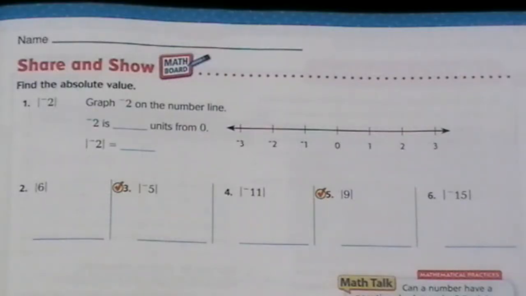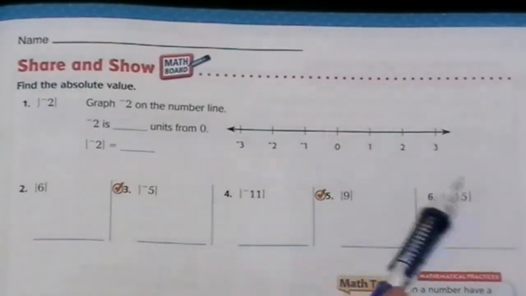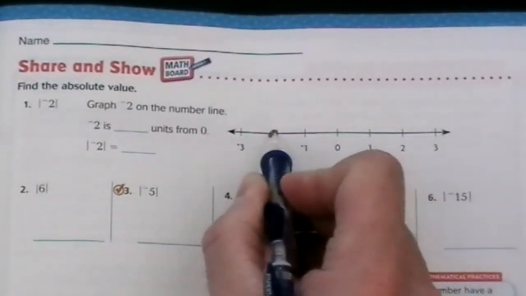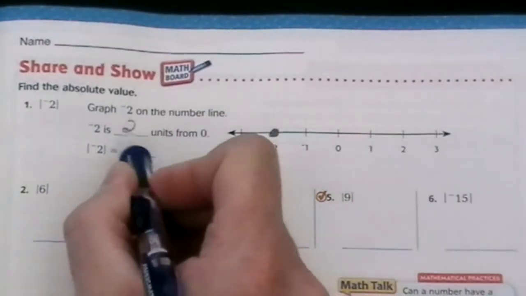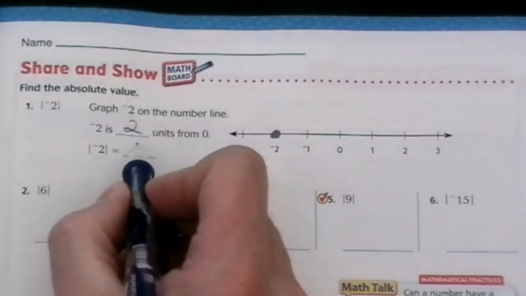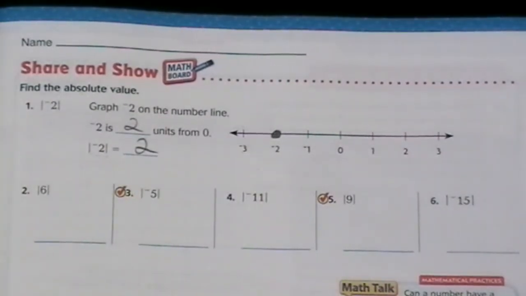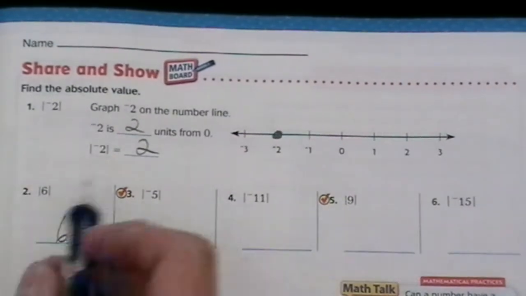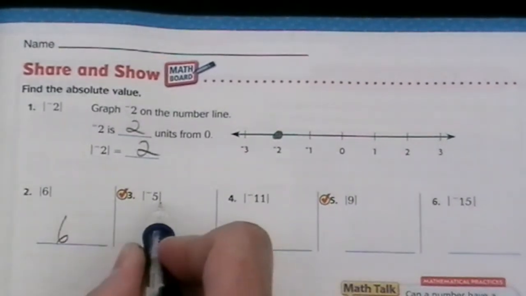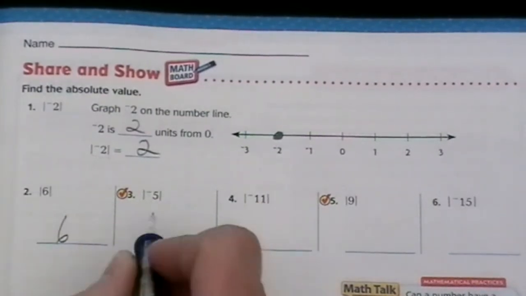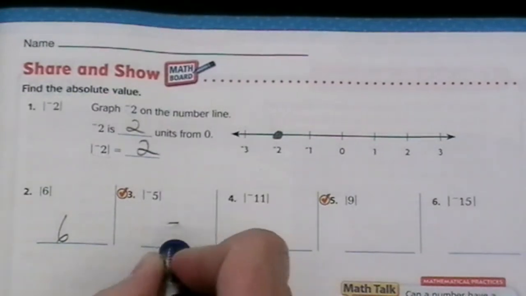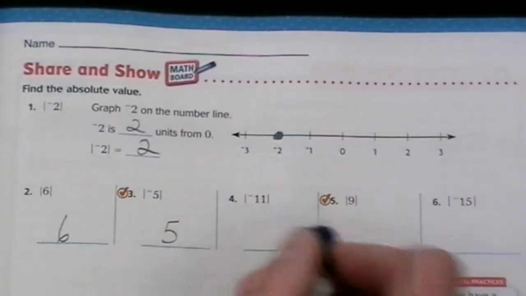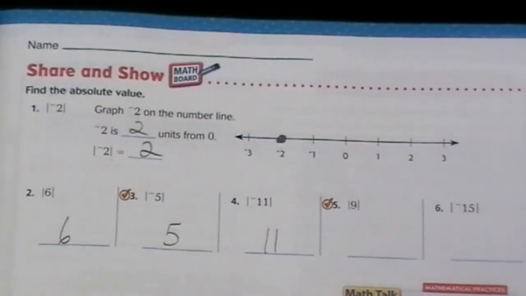Okay, so here we are on page 117 of our textbooks. Share and show. Find the absolute value. The absolute value of negative 2. Graph negative 2 on the number line. Negative 2 is blank units from 0. There's 2 units from 0. Therefore, the absolute value of negative 2 is 2. I know this is so hard. Stay with me, folks. The absolute value of 6. How far is 6 away from 0? 6. Therefore, the absolute value of 6 is 6. Negative 5. How far is negative 5 from 0? It's 5 units away, so the absolute value of negative 5 is 5. Absolute value of negative 11. How far is negative 11 from 0? 11 units. Therefore, the absolute value of negative 11 is 11.